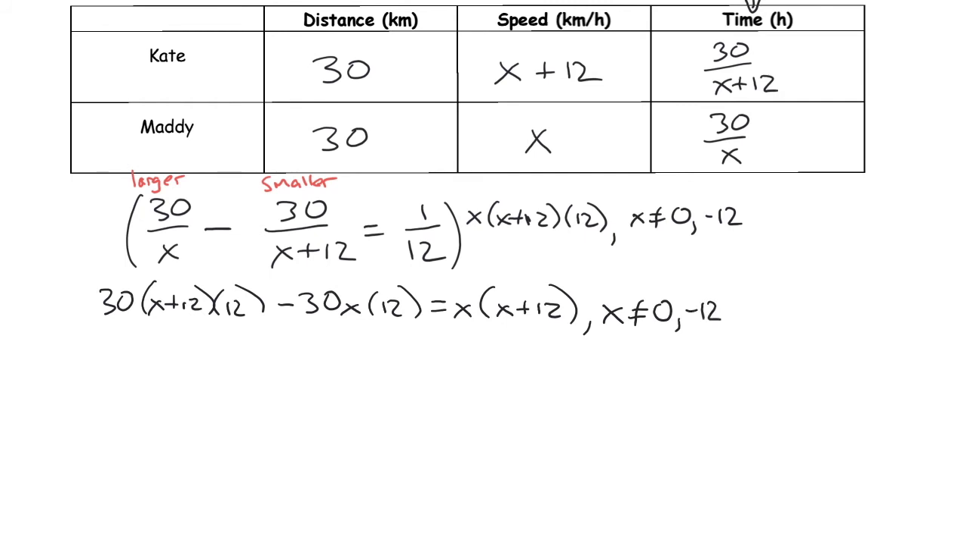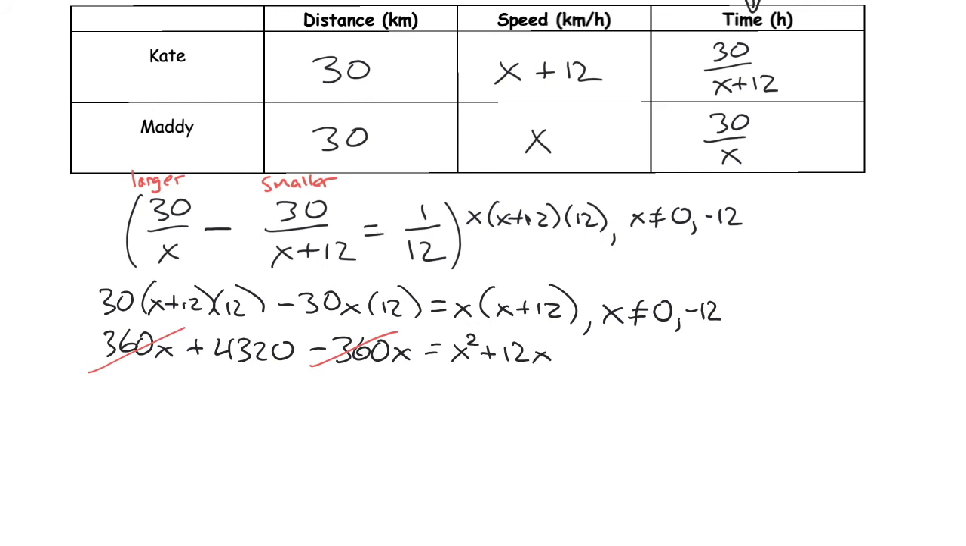Now I multiply this all out here. To start off with, we are going to get 30 times x times 12 here, so it's going to be 360x plus, then I'm going to get 30 times 12 times 12, which will be 4,320 minus 360x. I like that because without even doing the rest of the question, I can see that those are going to cancel, which is wonderful. And then on the right-hand side, I'm going to get x squared plus 12x.